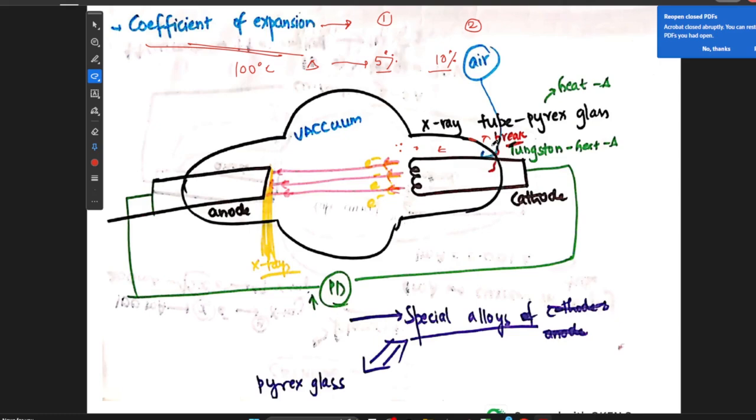So to prevent the breakage of the X-ray tube at the wire contact, we use special alloys instead of Pyrex glass. We use special alloys which have a similar coefficient of expansion as that of Pyrex glass. So the cathode and anode are made up of special alloys, and those alloys have a similar coefficient of expansion as this Pyrex glass. If they have a similar coefficient of expansion, then the Pyrex glass and the cathode can expand similarly. As a result, there won't be any breakage between the Pyrex glass and the cathode.